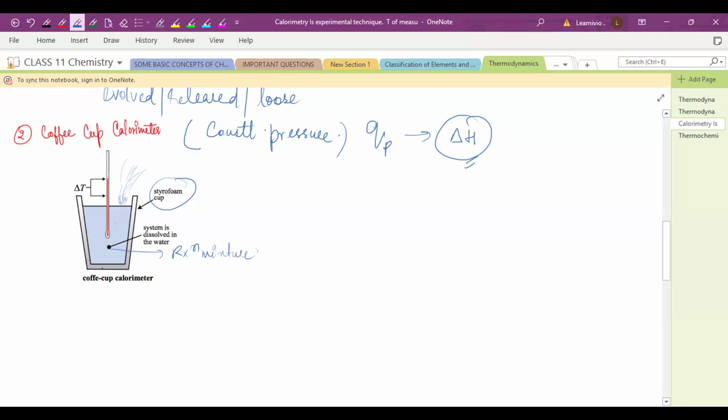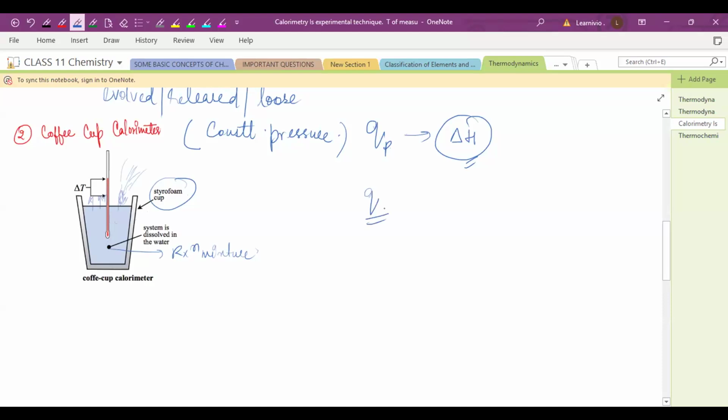Because it's an open system, heat is being released into the surroundings; heat is being lost from here. So before the heat loss, this thermometer, which is immersed in the water, will monitor the change. Once it monitors the change, you will get to know what the change is. What is the change in heat here?